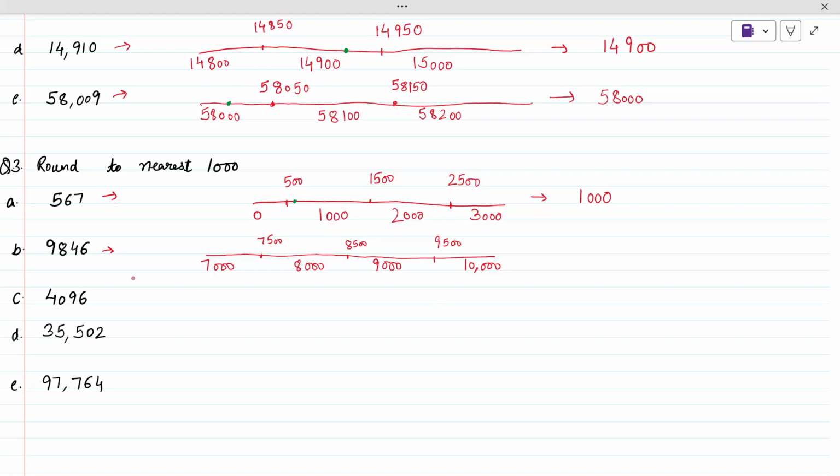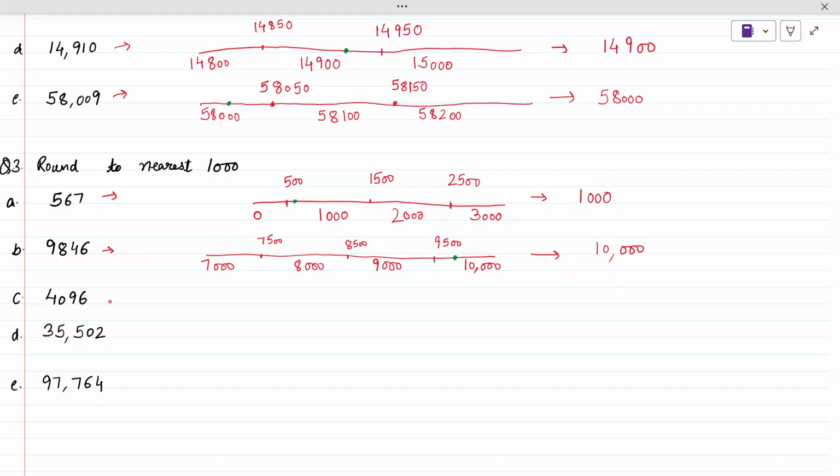Now what next? The number ball. The number is 9846. 9846 कहाँ होगा? 9846 is greater than 9500. It will be somewhere here. Okay? 9500 से बड़ा है तो वो 9500 के बाद आएगा इस नंबर लाइन पे. And again it is greater than the half and it is more near to the upper end, that is 10,000. तो यहाँ पे हमारा nearest multiple होगा 10,000. The nearest multiple of the given number 9846 is 10,000.